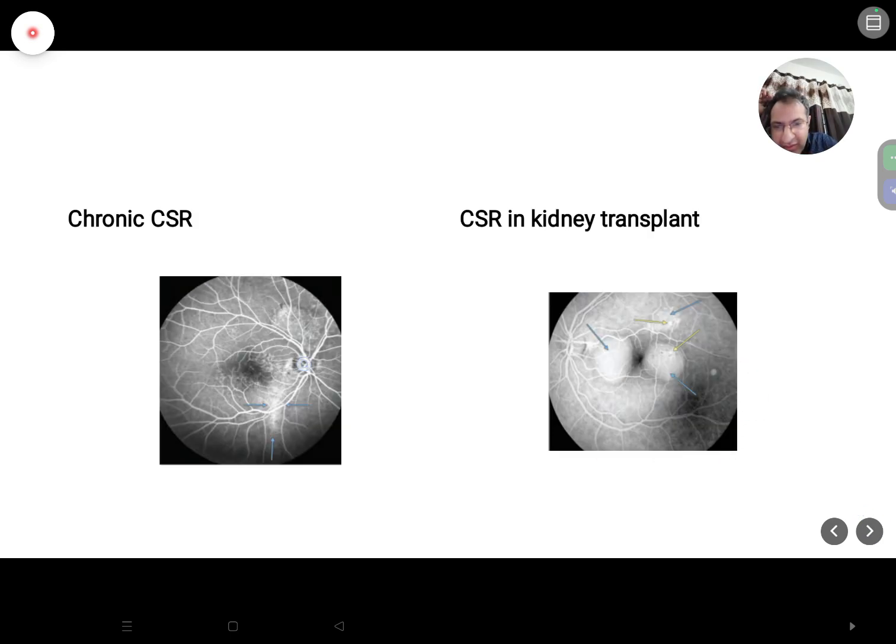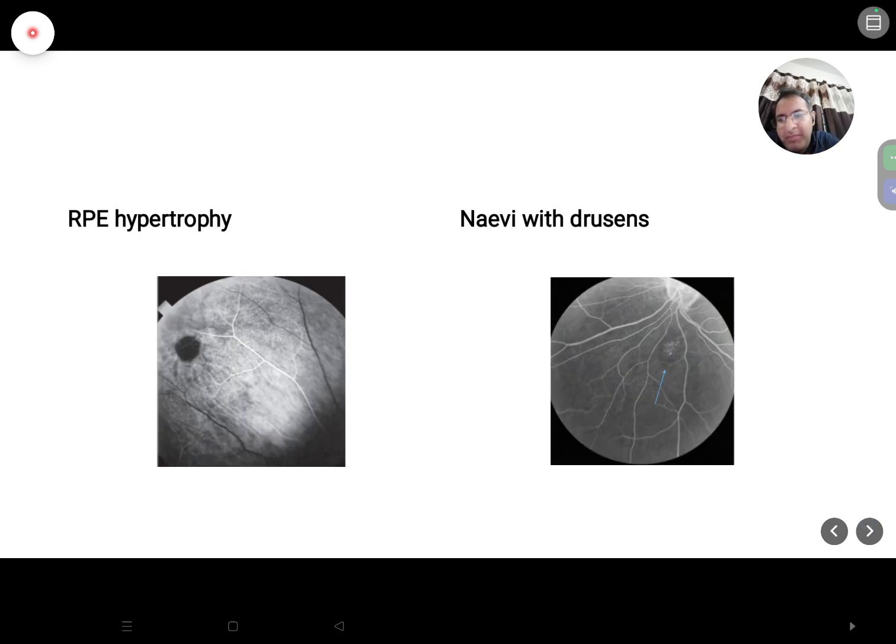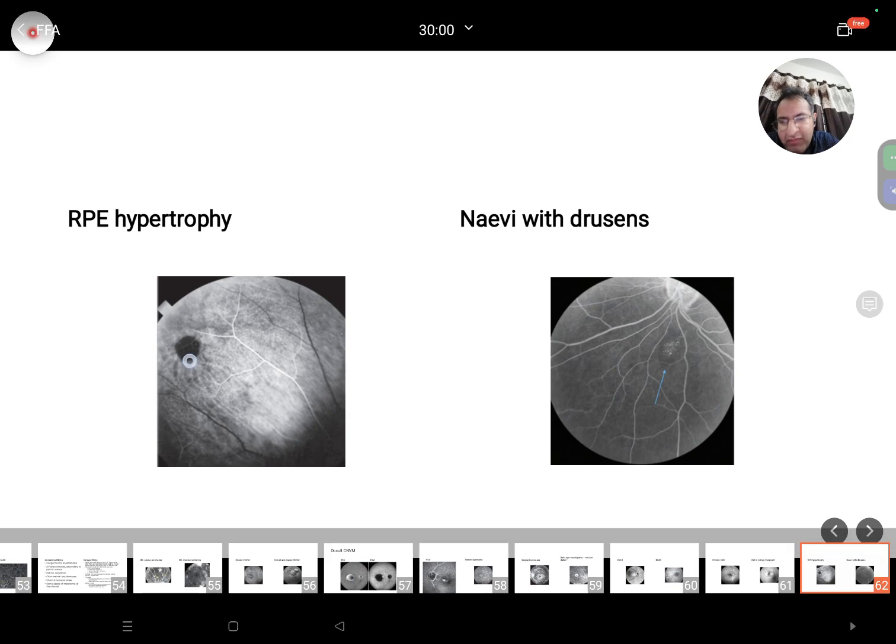In chronic CSR, we will see gravitating hyperfluorescent fluid collecting as pooling. In CSR in kidney patients, we will also see pooling in the subretinal area. When this CSR patient has a lot of SRF, we will see pooling. In RPE hypertrophy, we will see a hypofluorescent area. The retinal vessel is going over this area, and in this hypofluorescent area we can't see the choroidal flush.